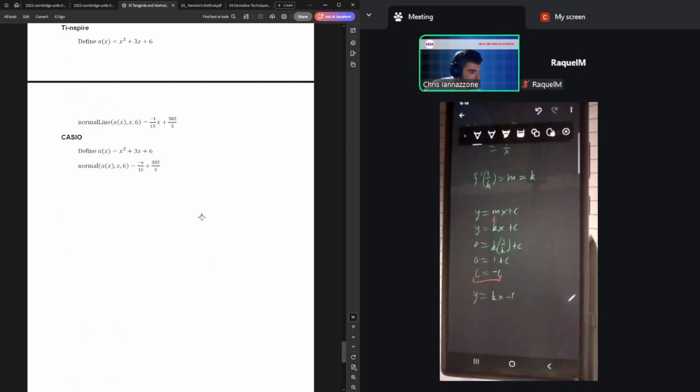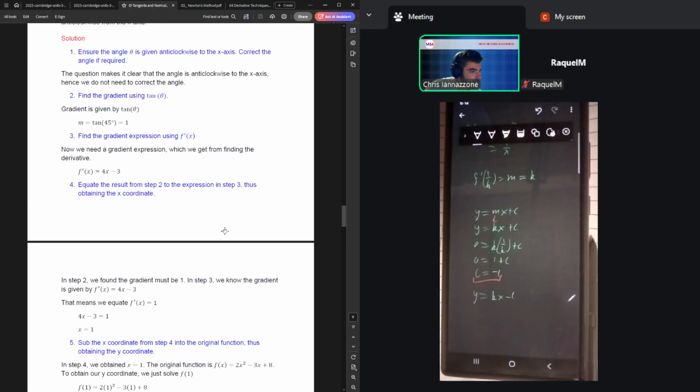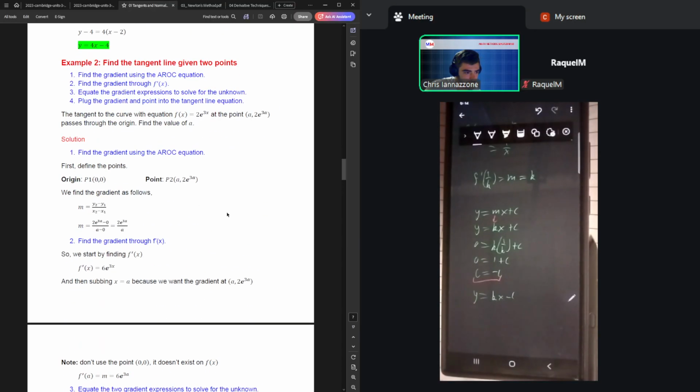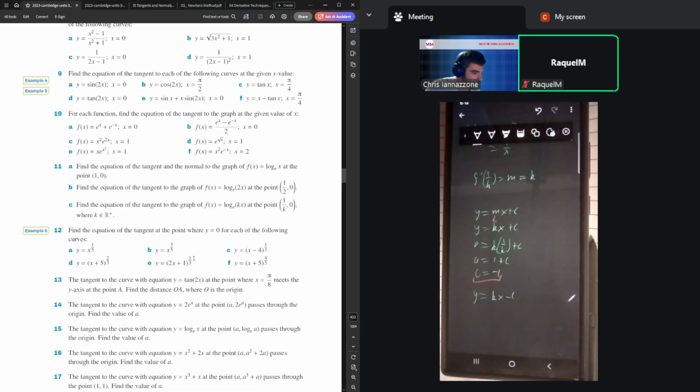Cool. We did have a couple of other examples that were a bit more involved. Do you want to look at those as well? Yes, please. Sure. Okay.